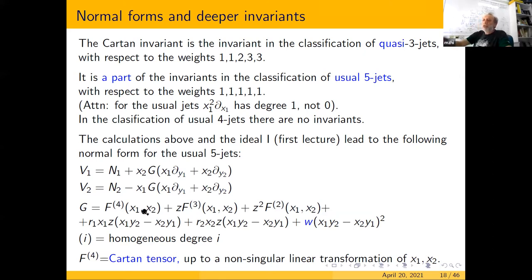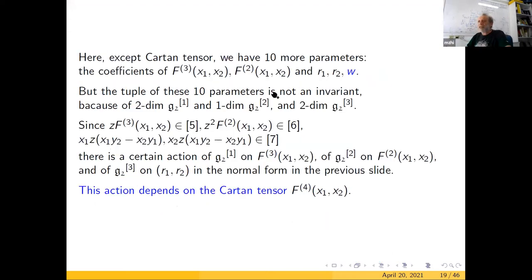Now, this Cartan tensor is defined as an invariant up to a nonsingular linear transformation of x1, x2, because the constructed normal form is good. Remember my definition of good in the first lecture, that it respects symmetries of quasi-degree zero. But now, how many parameters do we have here? I think 10 parameters, yeah? Beyond the Cartan tensor, in the classification of usual 5Z, we have 10 parameters. And what can we do with these parameters? They are not invariant. The tuple of these 10 parameters is not invariant. It would be invariant if we had no, this part of G2.